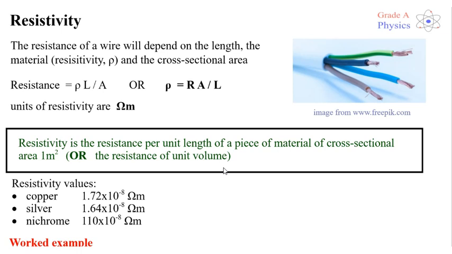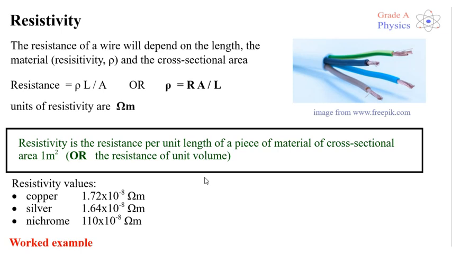Alternatively, we could say the resistance of unit volume, because if we have 1 meter squared and unit length, we have a volume of 1 meter squared times 1, which is 1 meter cubed, which is a cubic meter of the material. Be careful though, it's not resistance per unit volume, that will be incorrect. It's resistance of unit volume.